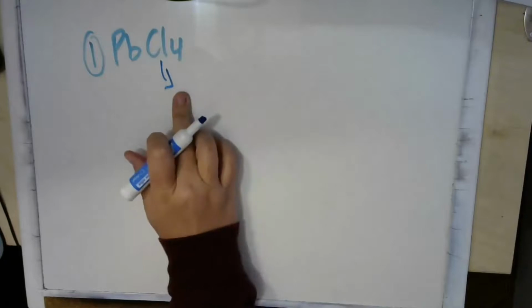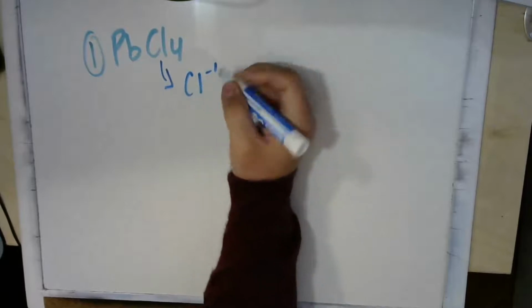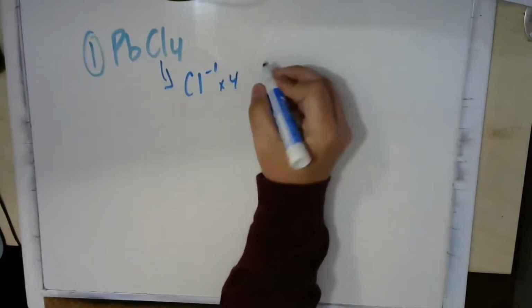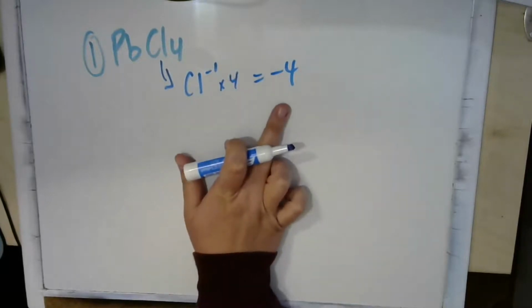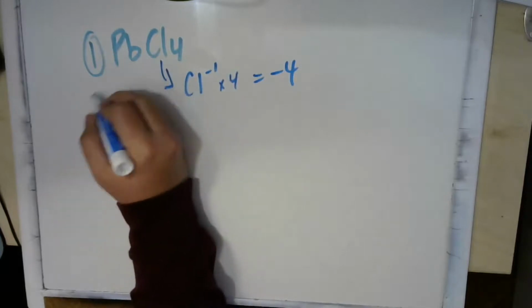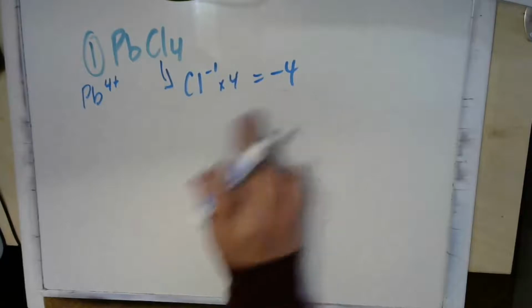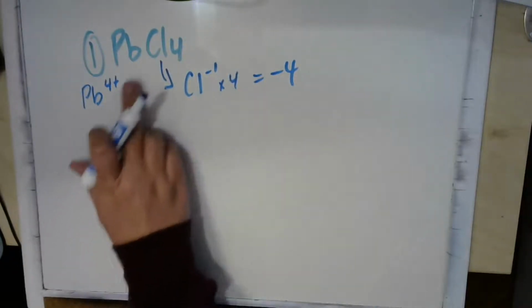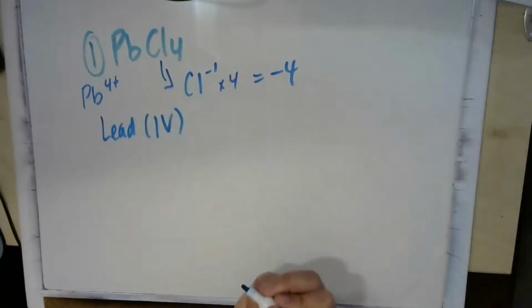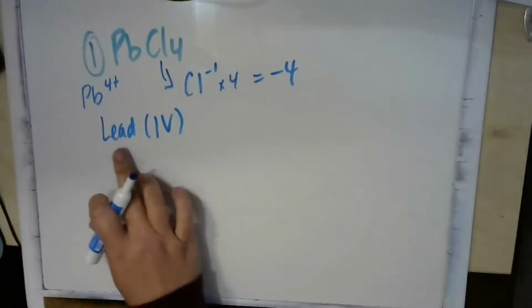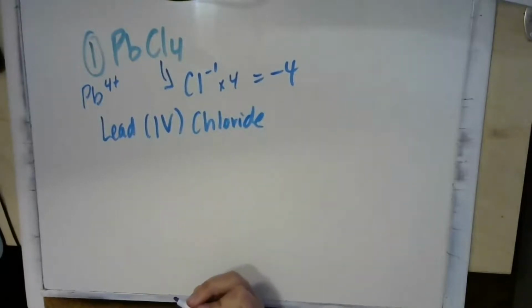The charge that's not going to change is the contribution from the chlorine. So we have Cl -1, and there are 4 of them, which means the total charge contribution from the chlorine is -4. That means the charge of the lead has to be +4, so we can counteract this -4. Okay, that means that this ion is the lead-4 ion. And the name of this compound will be lead-4 chloride. Okay.